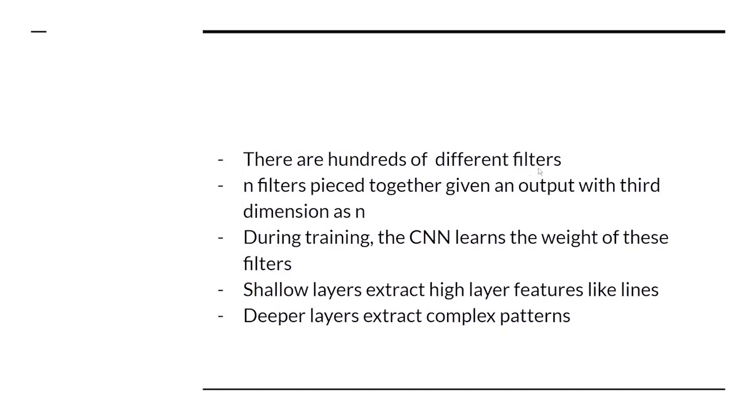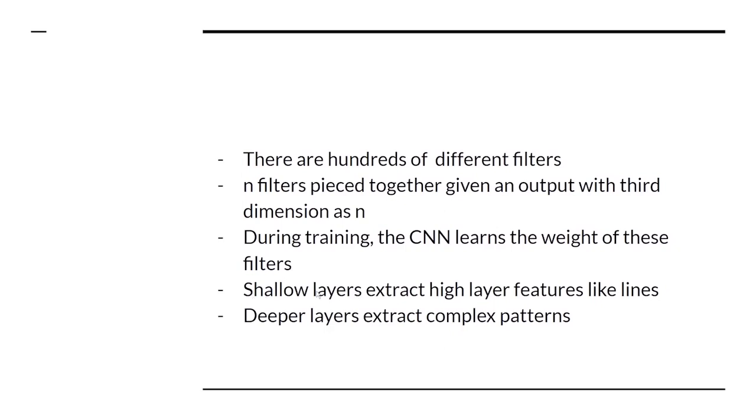There could be multiple types of filters. We just saw a vertical filter and a horizontal filter. There could be filters which extract curves, etc. So for a single image we could use n number of filters and extract n number of features. During training, the CNN learns the weights of the filters, so we don't have to supply these filter values to the CNN. The CNN does this on its own.